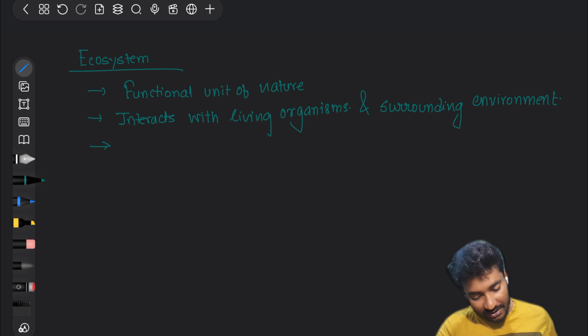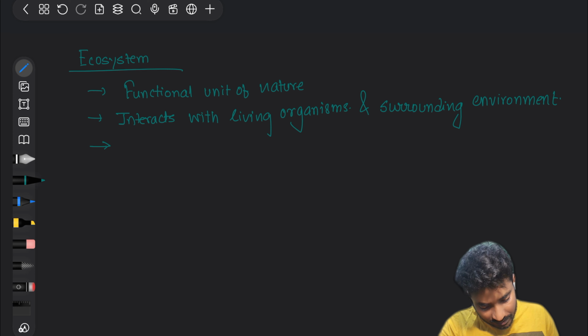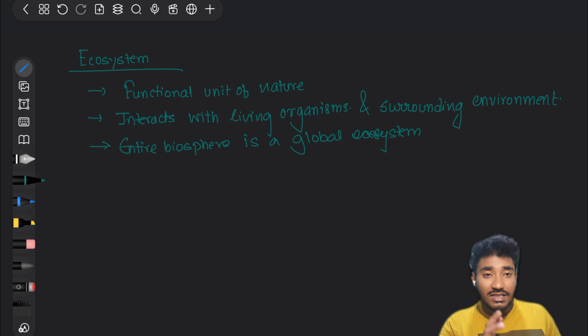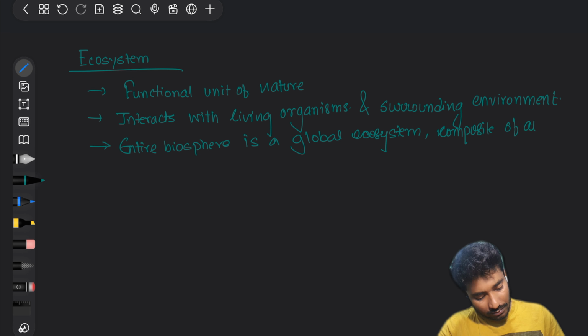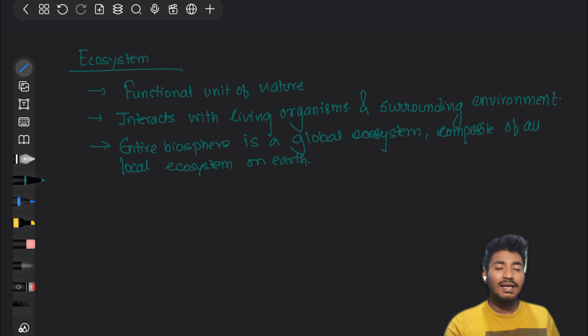Now, a small pond, for example, or a large forest or sea. The entire biosphere is a global ecosystem, a composite of all local ecosystems on earth. Okay, this is basically an introduction.